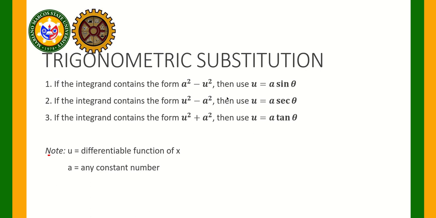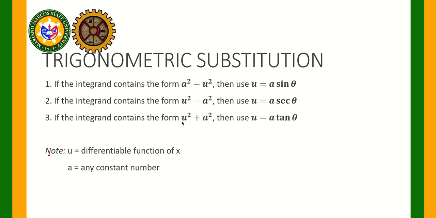equal to a sine theta. Number 2, if the integrand contains the form u squared minus a squared, then use u is equal to a secant theta. And lastly, number 3, if the integrand contains the form u squared plus a squared, then use u is equal to a tangent theta.